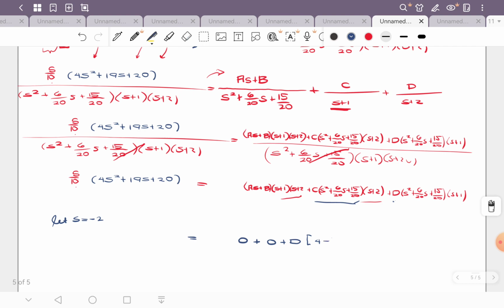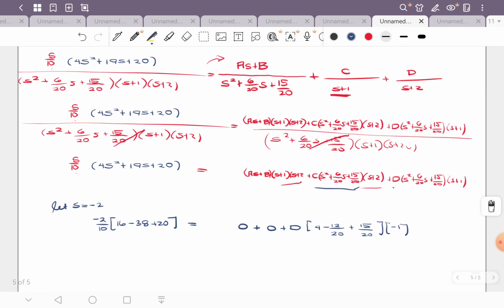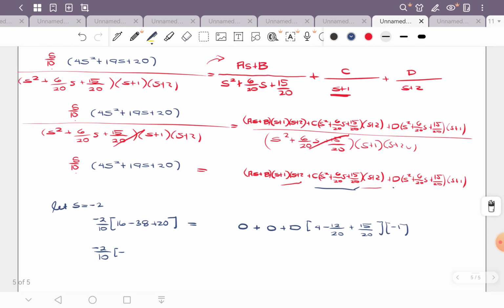So minus 12 over 20 plus 15 over 20, times negative 2 plus 1, which is negative 1. For the left hand side, s over 10 is negative 2 over 10, times 4 times negative 2 squared, which is 16, plus 19 times negative 2, which is negative 38, plus 20. Simplifying, negative 38 plus 20 is negative 18, plus 16 is negative 2.